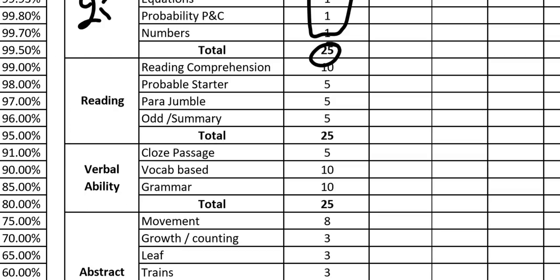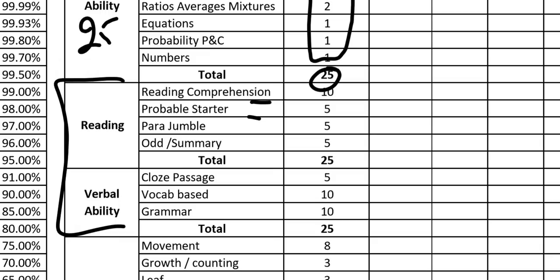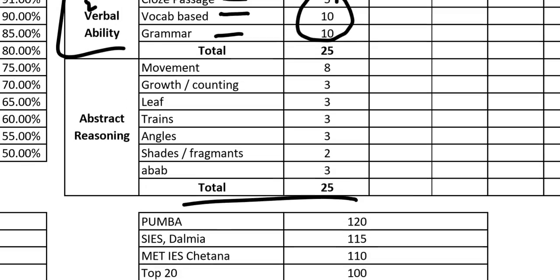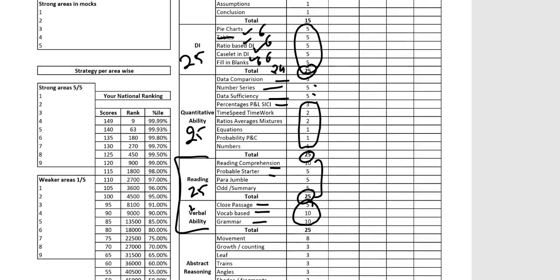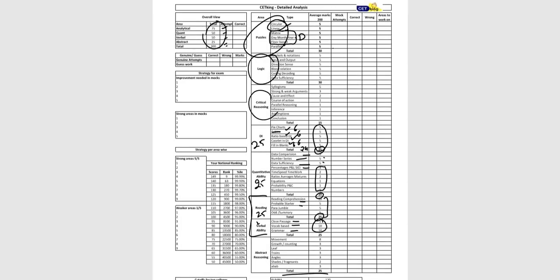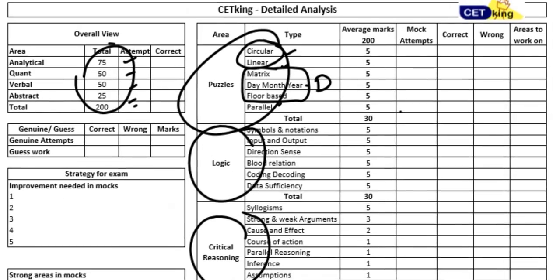Verbal is the same way, a 50 marks paper divided in 2 parts. Reading, which is para completion, para jumble, RC, all those things, 25 questions. And grammar, vocab, cloze test, which is part of the vocabulary, 25 marks, 2 sections. And abstract, 25 questions. So these are the 8 sections of the CET paper: 1, 2, 3, 4, 5, 6, 7, 8. I want to go deep down into each of these areas and find out.